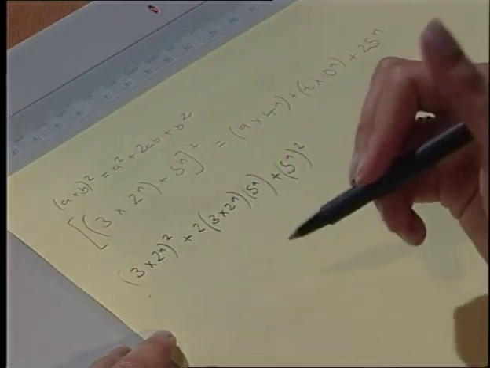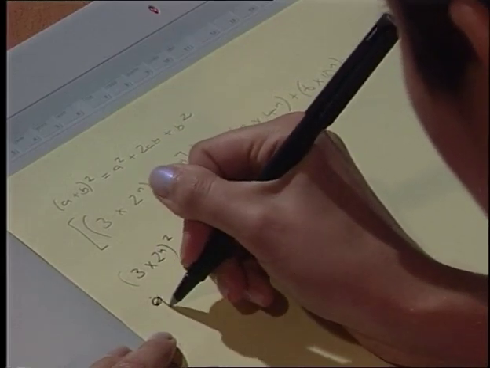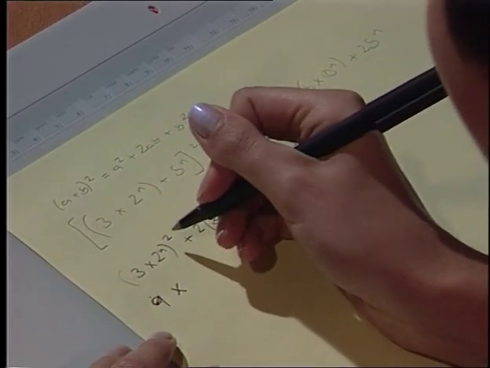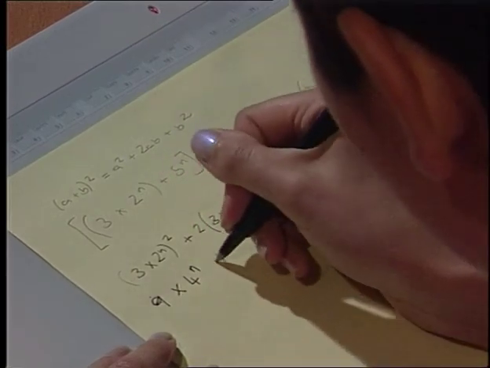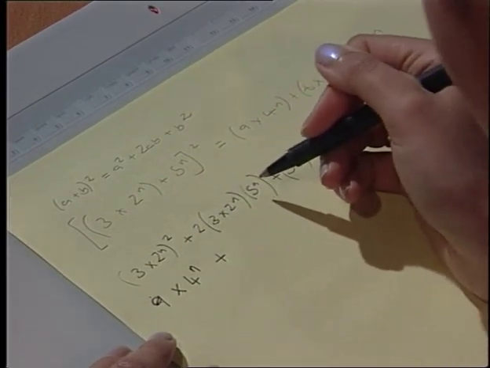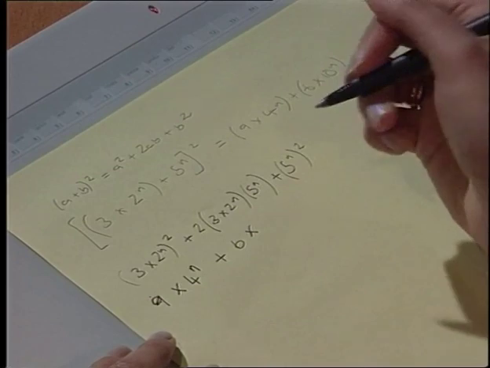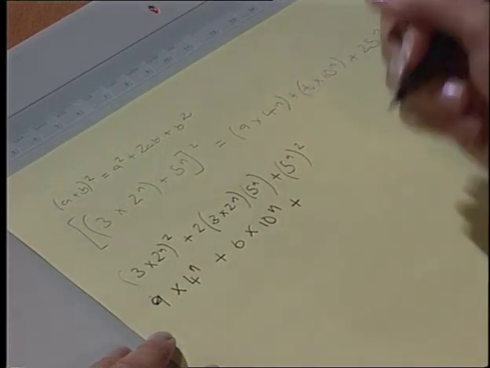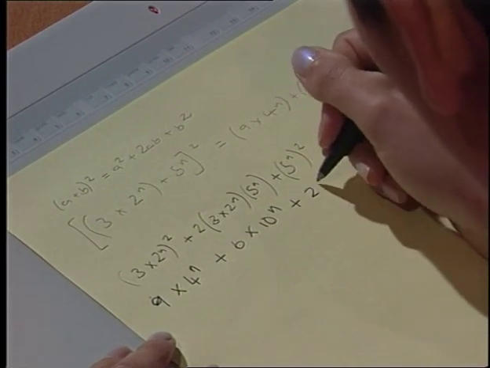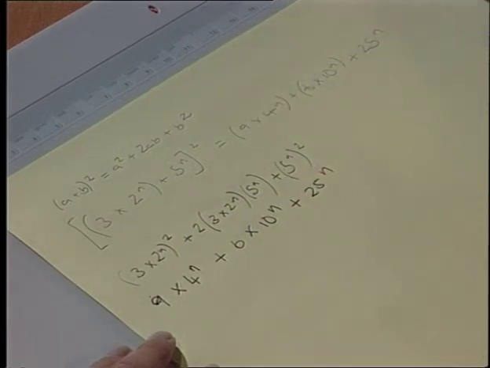Now I can use that rule as well. So looking at this first term, squaring each term gives me 3 squared is 9 times 2 to the n squared is 2 to the n times 2 to the n, which I now know is 4 to the n, plus 2 times 3 times 2 to the n times 5 to the n. 2 times 3 is 6 times 2 to the n times 5 to the n, I now know is 10 to the n, plus 5 to the n all squared is 5 to the n times 5 to the n. That's 25 to the n, which is exactly what I had on my original right-hand side.